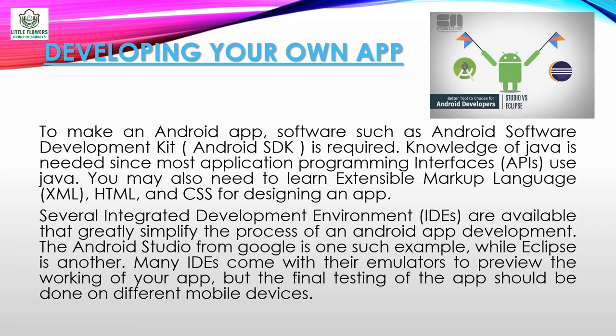Now, developing your own app. How can we develop our own app? To make an Android app, software such as the Android Software Development Kit, Android SDK, is required. Knowledge of Java is needed since most application programming interfaces use Java. You may also need to learn extensible markup language, XML, HTML and CSS for designing an app. Several integrated development environments, IDEs, are available that greatly simplify the process of Android app development, and Android Studio from Google is one such example.